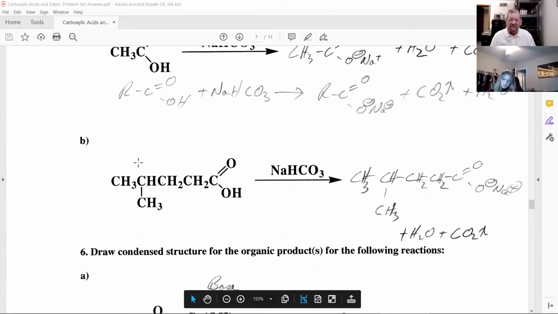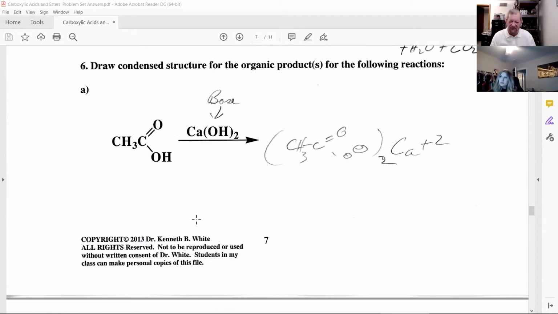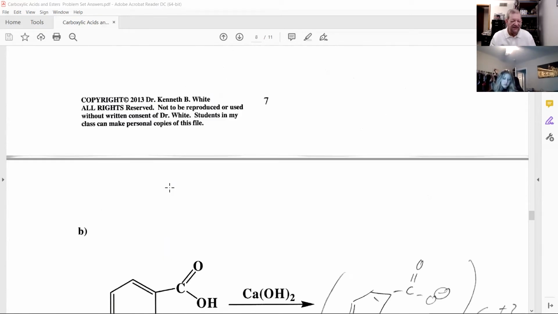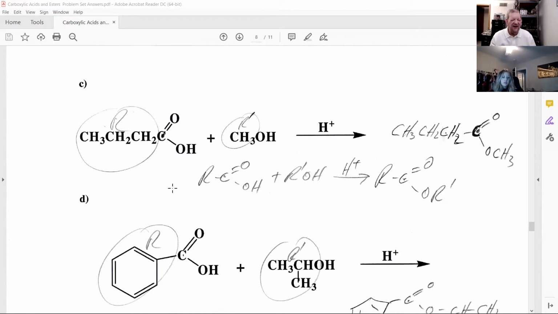And now if you look at B, all I've done is a different R group, but you get this carboxylate anion plus water and CO2. Now let's go. I did it again. 6A, cross off. 6B, again, I did it. Sorry. All right. 6C, we're back on track.